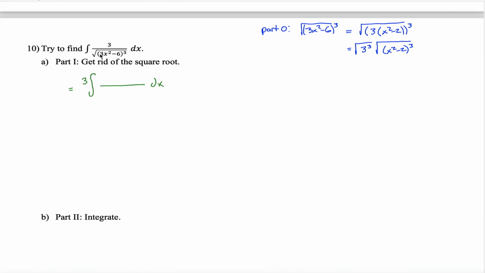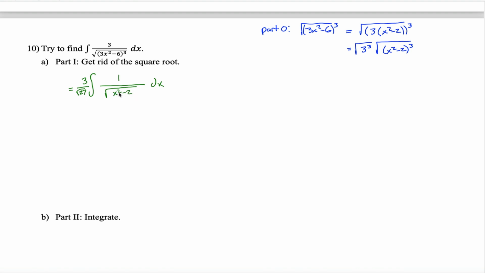And then down in the denominator, instead of the square root of 3x squared minus 6 cubed, I have the square root of 3 cubed times the square root of x squared minus 2 cubed. But the square root of 3 cubed is just the square root of 27, which is itself just a constant, so I can pull that out in front of my integral sign as well. All that's left behind is a 1 up on the top and the square root of x squared minus 2 cubed.